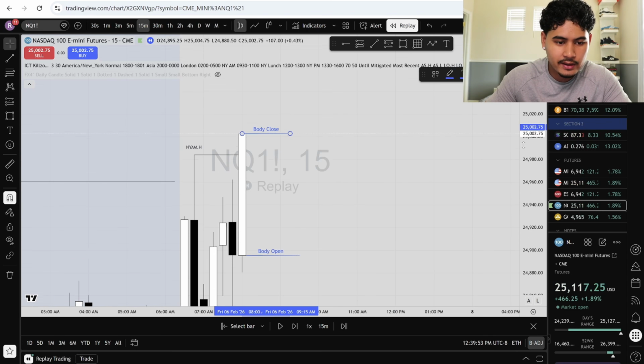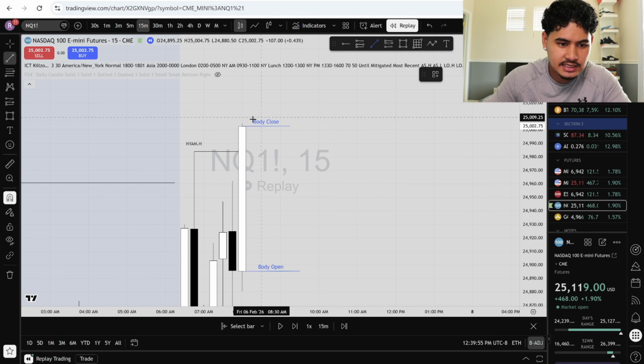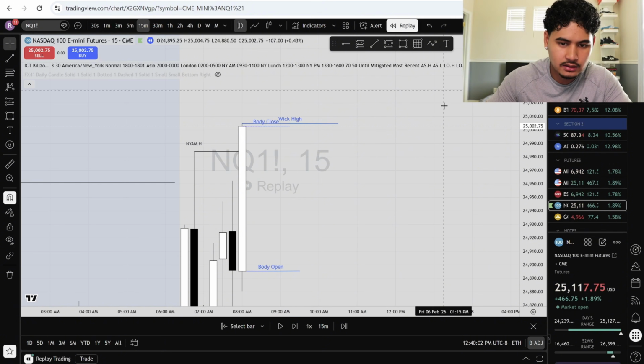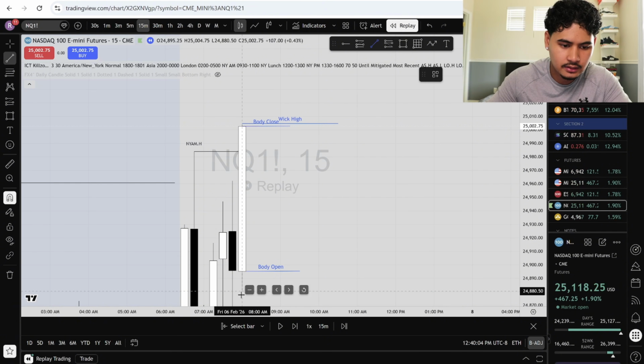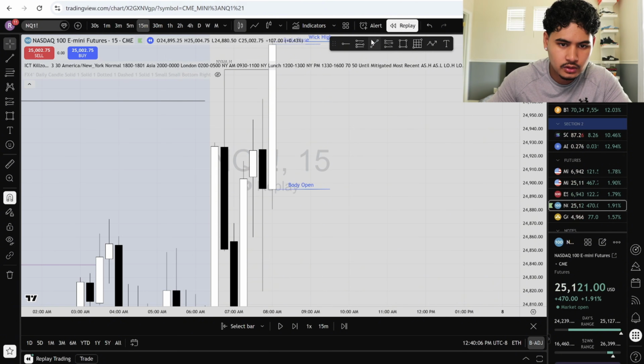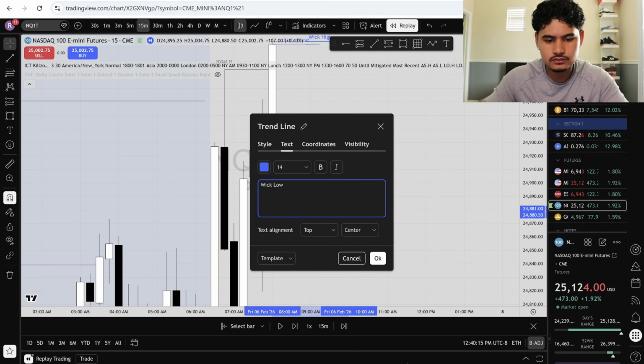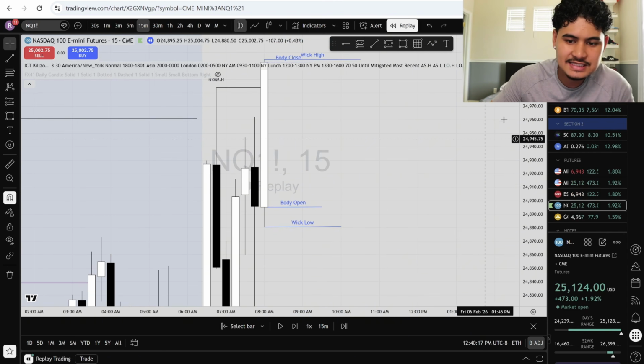And then where are the wicks? As you can see, the wick high right here, not very big of a wick high. And then we have our wick low right here. Wick low. So this is the anatomy right here.